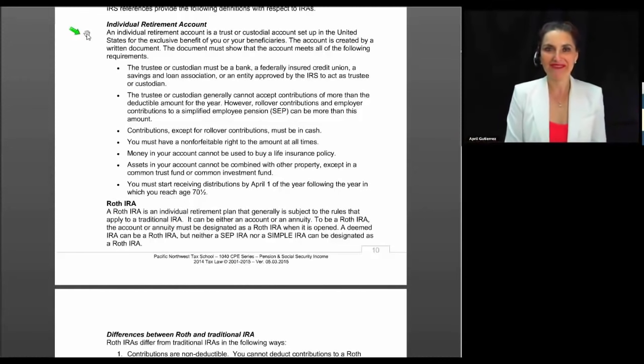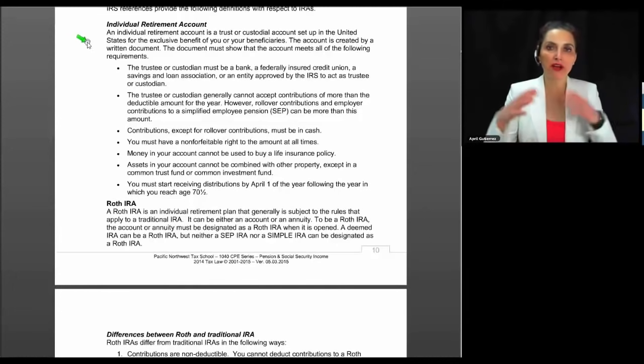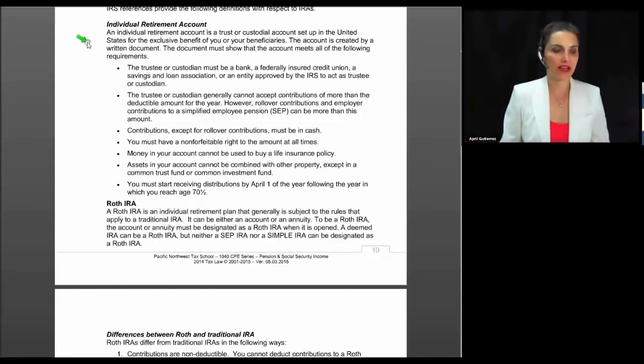You either had one or you didn't. And over the years, other types of IRAs have come up. So let's talk about these in turn. And we're firstly going to look at the broad definition of what is an IRA. And of course, IRA stands for Individual Retirement Account.